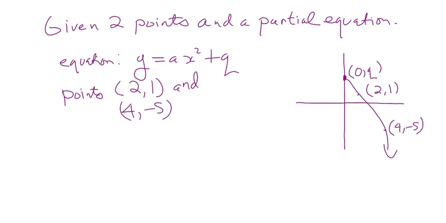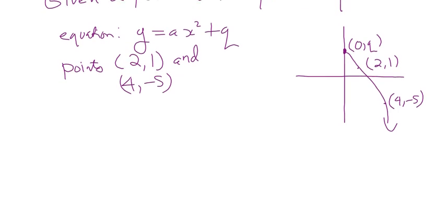Okay, so what don't we know in this equation? We don't know a. What else? We don't know q. If we have 2 unknowns, what do we need? A system. We need 2 equations. We can get 2 equations because we have 2 x's and y's. This x, y will give me 1 equation with an a and a q, and this x, y will give me a second equation also with an a and a q. Then we'll solve that system and be done.